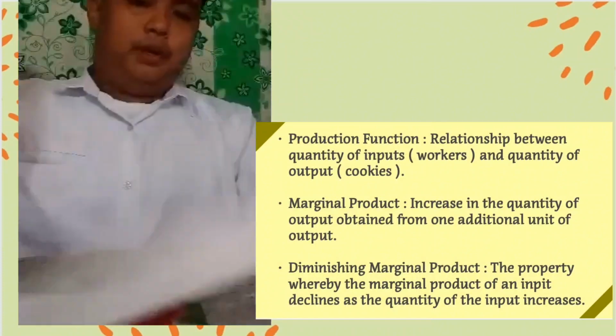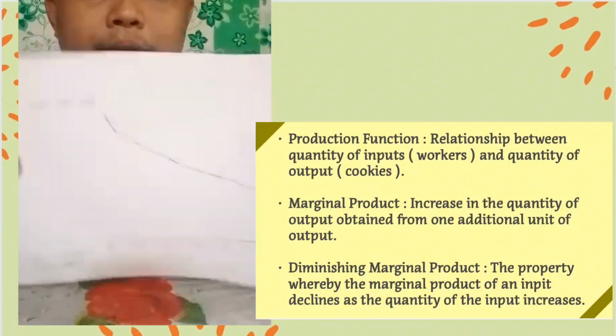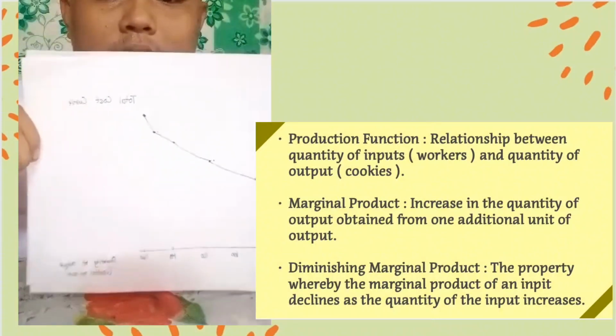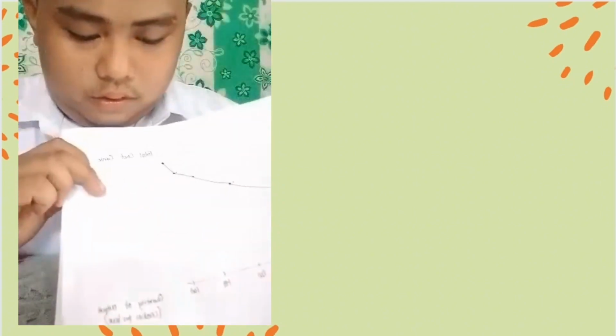So here next is table B, the total cost curve. As we can see, when the quantity of output, or the cookies produced per hour, increases, the total cost rises. So that's it, that is what my topic was all about. Thank you, and good day everyone.